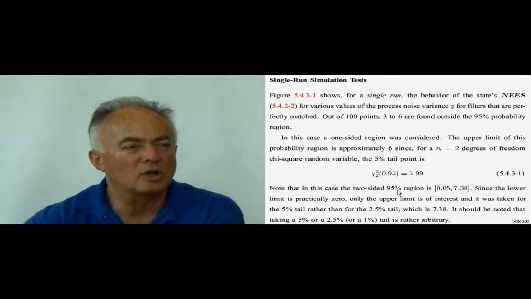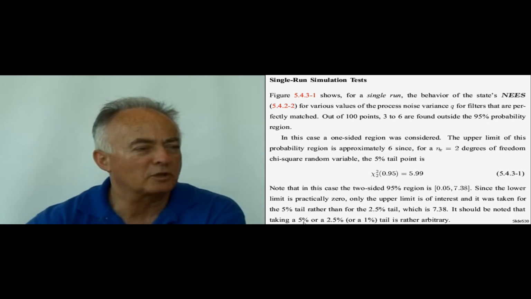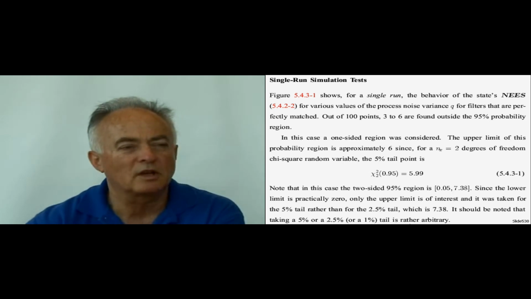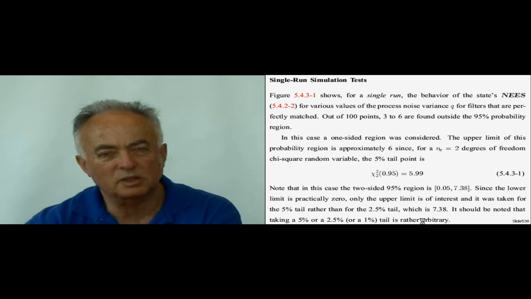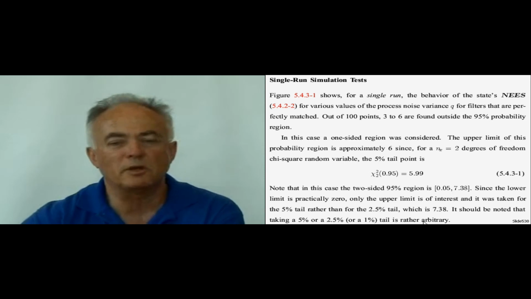If we use 2.5% from above, 2.5% from below, you end up with 0.05 to 7.38, but the lower limit is practically 0. What is of interest is really the upper limit, and it was taken for 5% in this one-sided case rather than 2.5%. And again, you can do a 5%, 2.5%, or 1% tail, which is rather arbitrary. This has to be recognized. It is up to the designer what should be the probability region.